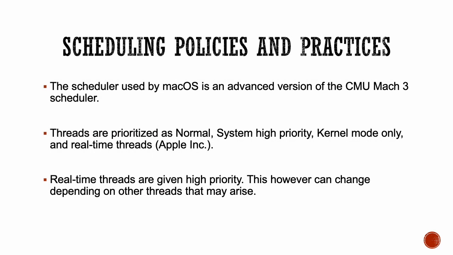Next, we have the scheduling policies and practices of macOS, and we can see here that the scheduler used is an advanced version of the CMU Mach 3 scheduler. All of the threads are prioritized as normal, system high priority, kernel mode only, and real-time threads. The real-time threads are given the highest priority, but at any time, depending on what processes are occurring, the priority of the threads may change.